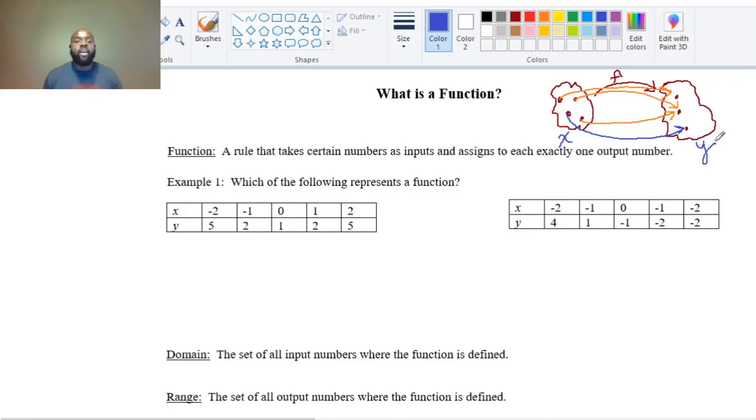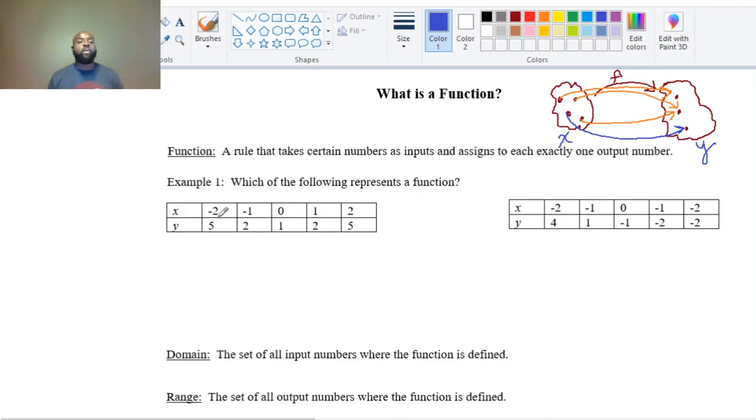So there we go. And so usually we call our inputs our x values and our outputs our y values in math. And so I have a couple of tables here with a set of numbers. In the first set of numbers, we have some x values that include -2, -1, 0, 1, and 2. These are the output values y here. And we have a similar situation in this table here, except we have -2, -1, 0, -1, and -2. All right. And the question is, which of these represents a function?